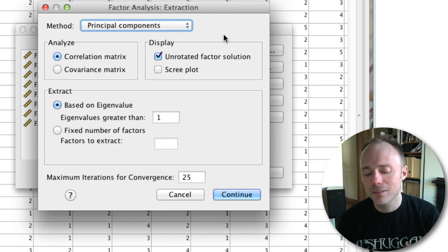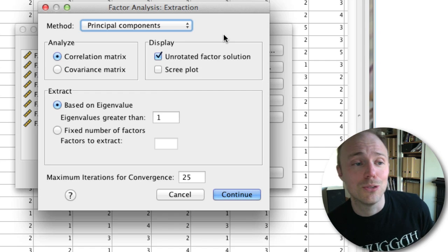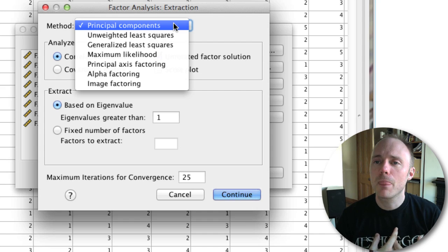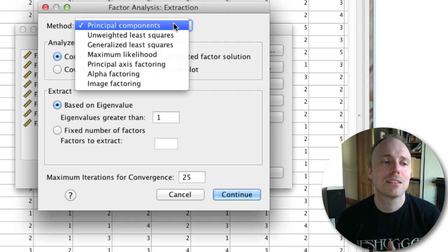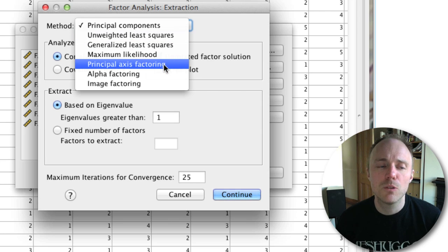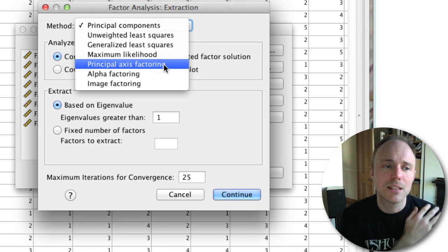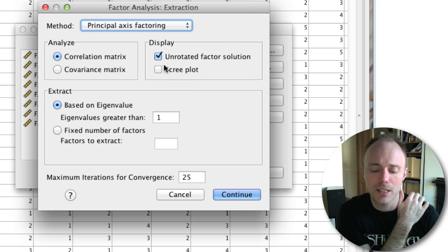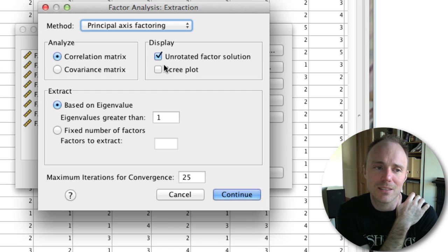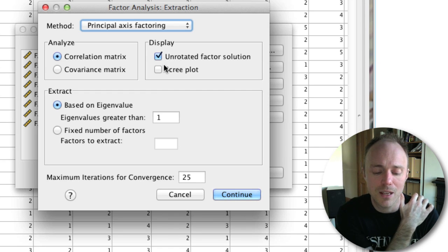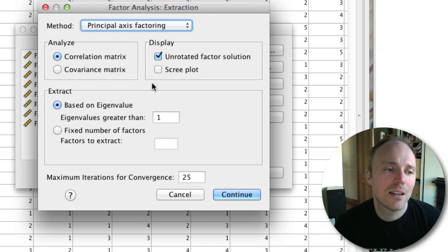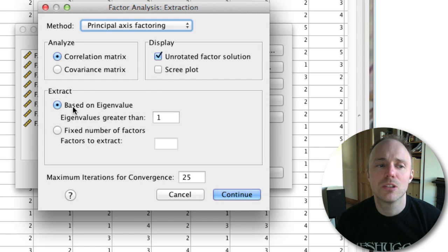And if you do a factor analysis, there are different types of factor analysis you can use. So first of all, you need to choose a method for finding, or extracting, these factors. There's lots of different methods you can choose. The default is principal components, but if you want to do a proper factor analysis, then principal axis factoring is a good one to pick. Not that there's anything wrong with the other ones, but principal axis factoring is a pretty common one for people to use.